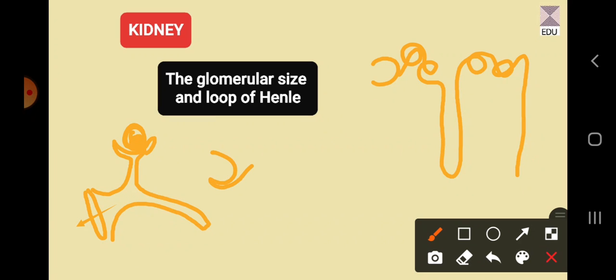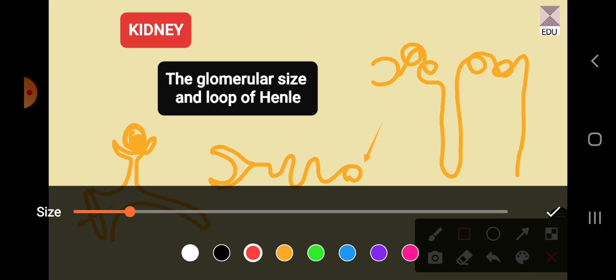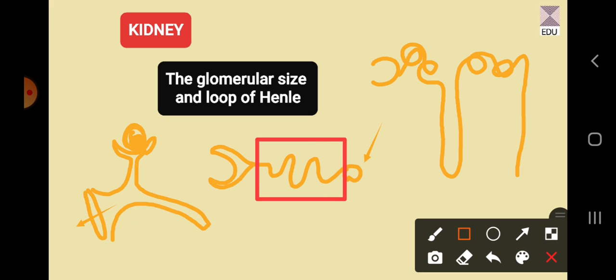We had a Bowman's capsule, and we had a tubule just like this that was opening into a particular duct, and that was the archinephric duct or the holonephric duct, which we have discussed earlier. Now what is the point? That this particular structure in the center is said to be the uriniferous tubule.